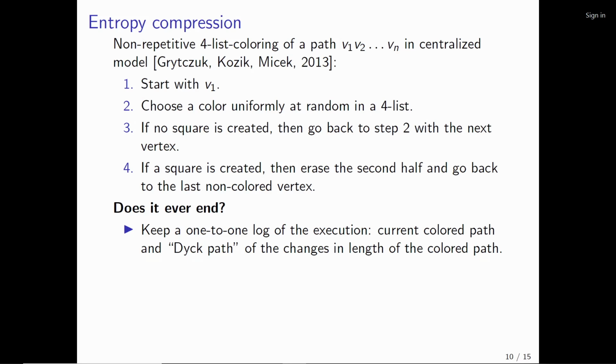So what kind of log can we keep for this? Here I call it something like a Dyck path that is equal to the length of the word we have currently, and also I keep the color of the current word. So what does this look like? Let me write the log for this same execution.